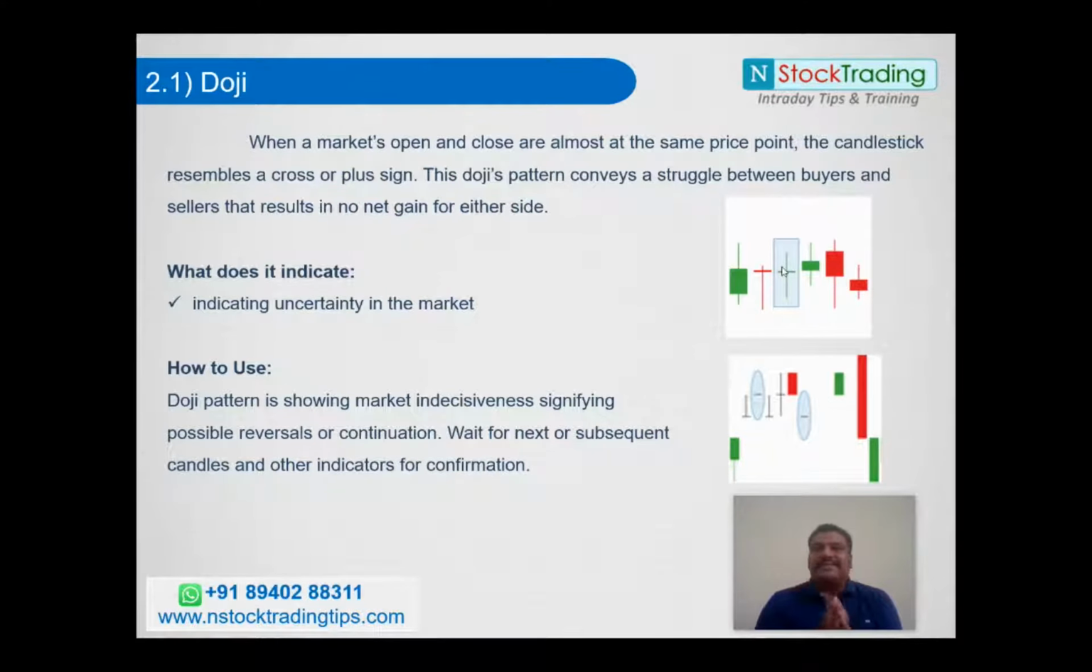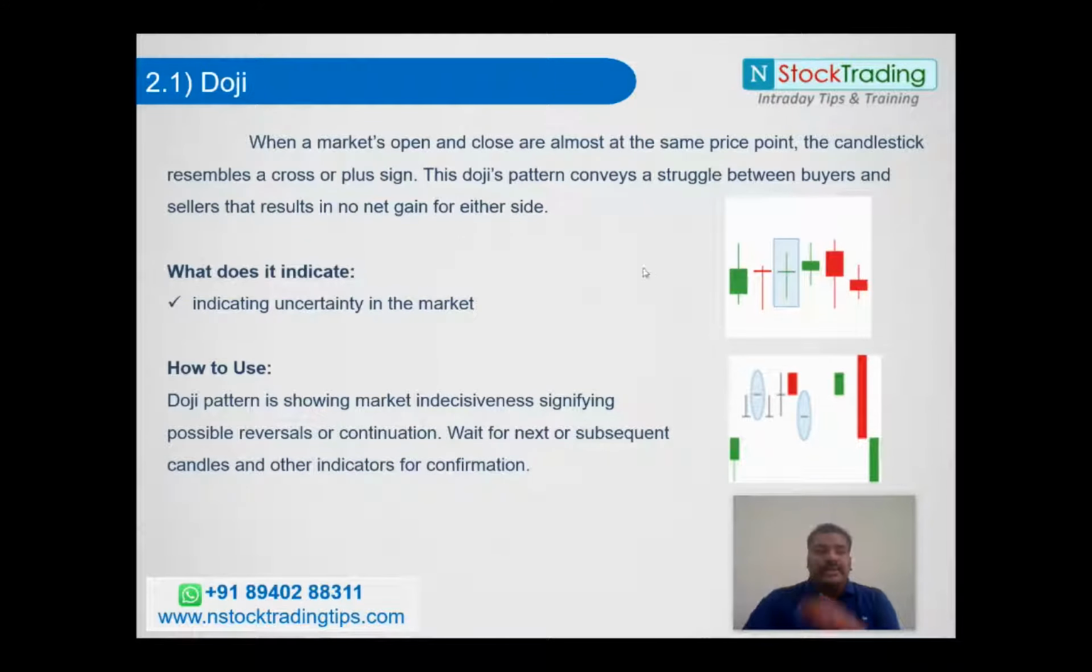This pattern conveys a struggle between the buyers and sellers. So there is no gain for that session. It indicates the market is uncertain at this particular session. Whenever we see a doji wherein the open and close are the same, we have two cases here: where there is some up and down movement and where there is no movement at all.